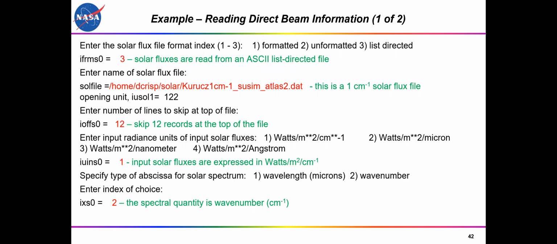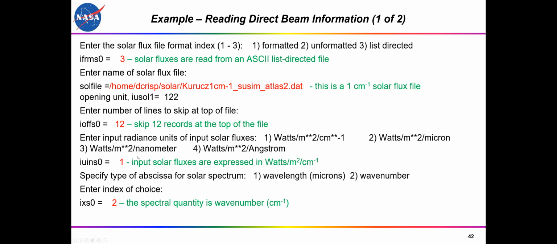Let's see. Direct beam information. I'm going to use a list-directed file for solar fluxes. It has a name like this. This is a file I've used a lot. Notice that I'm using one of Bob Carusa's files with a 1 wave number resolution, and I'm going to append to that a SUSIM ATLAS 2 file at UV wavelengths, because Bob's file didn't go all the way down that range. So I've got this merged file that I use.